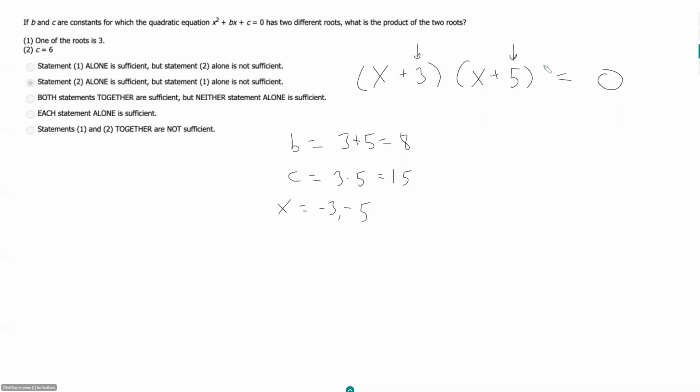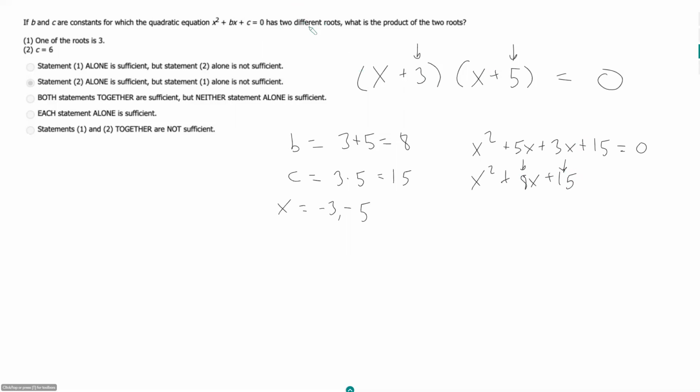And if we were to FOIL this out, we would see that this is true. So we get x squared plus 5x plus 3x plus 3 times 5, which is 15, is equal to 0. So this gives us x squared plus 8x plus 15. So like we said, b is equal to 8, c is equal to 15.